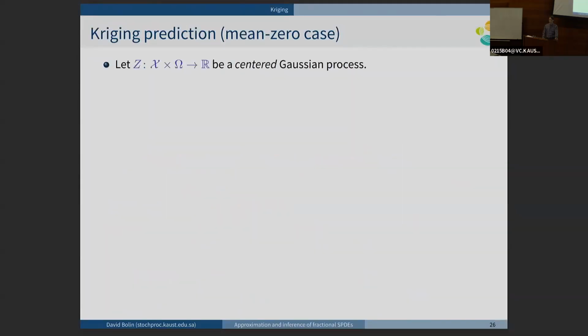So this is some notation that we need for the Gaussian process. Then let's formalize the mathematical setup for studying this Kriging problem. To keep things simple, let's assume that the Gaussian process is centered, so we have mean zero, just to simplify the notation a bit.